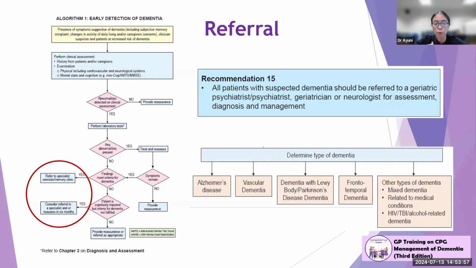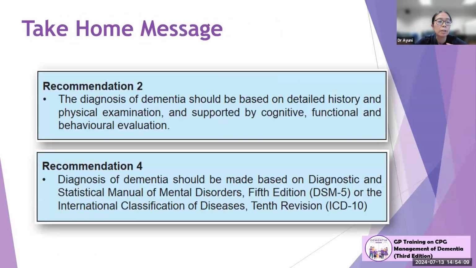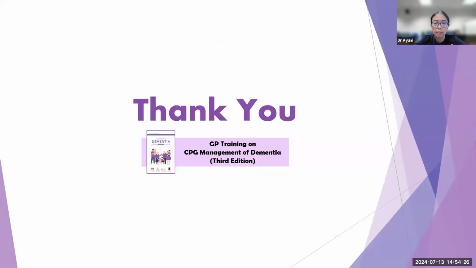So come to us, we will do further assessment and tests, then we will diagnose the subtype of dementia, because for different types the prognosis is different and the treatment approach is also slightly different. Okay, so take home message: the diagnosis of dementia should be based on detailed history and physical examination, supported by cognitive, functional, and behavioral evaluations. And the diagnosis of dementia should be based on either DSM-5 or ICD-10. Okay, that's all.